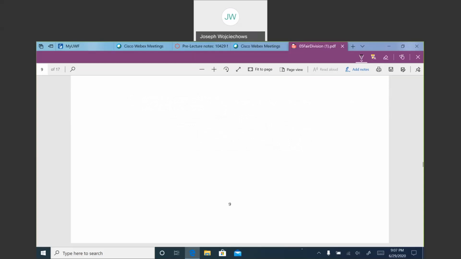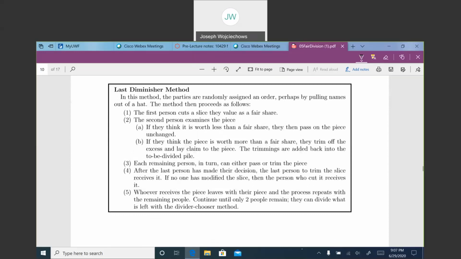Then we have something called the finisher method. This method, the order is decided by pulling names out of a hat. The first person examines the piece. If they think it's less than a fair share, then they pass on the piece. And if they think the piece is more than a fair share, they trim off the excess and lay claim to the piece. The trimmings are added back to the to-be-divided pile.